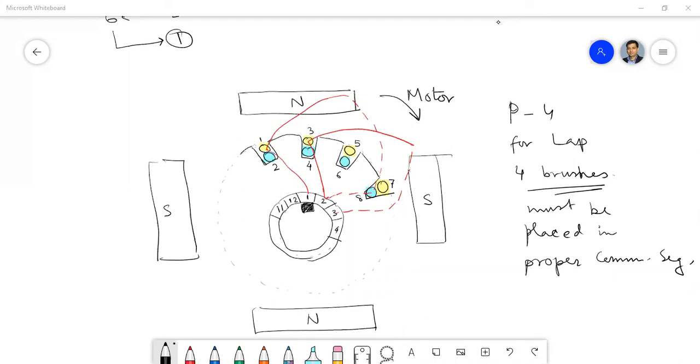Sir, I think it would be dot. Why? Have you used the left hand rule? Yes, sir. Okay, so you are saying the dot. Yes, sir. Have you checked it? So all these will be dot 1, 2, 3, 4, and 5, 6.